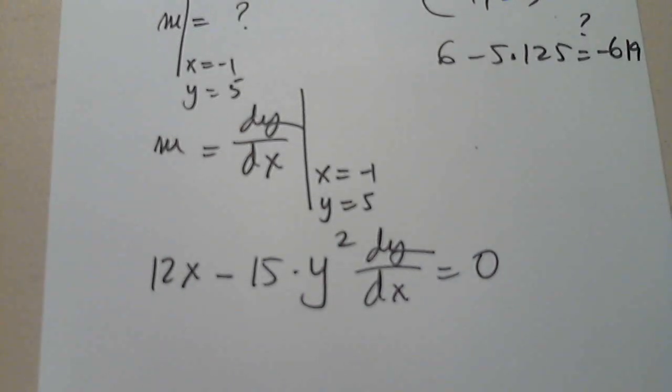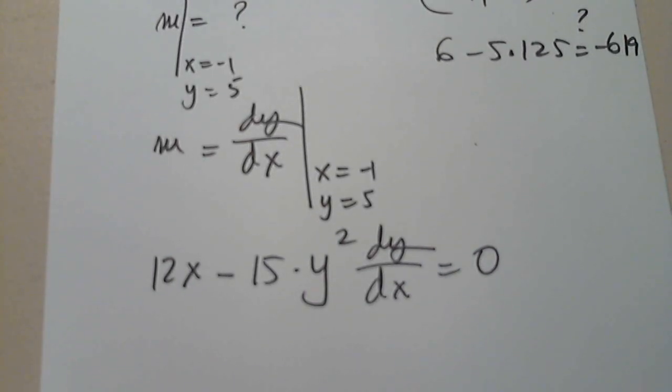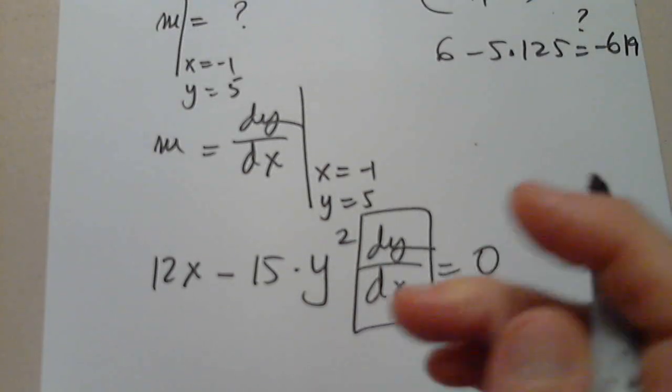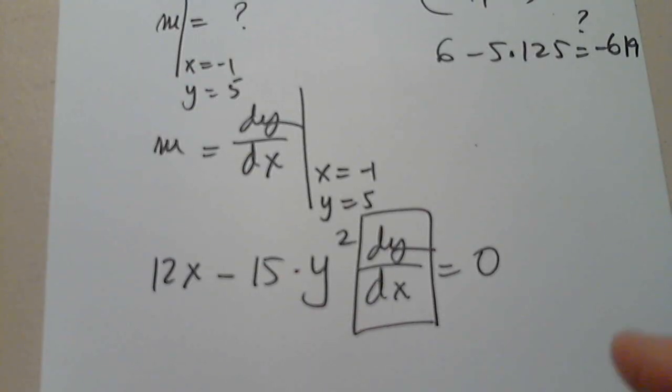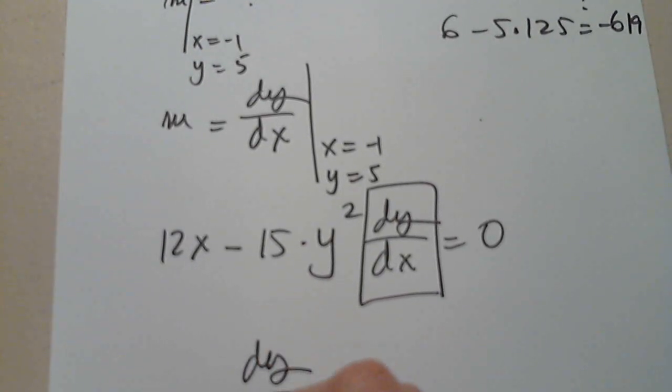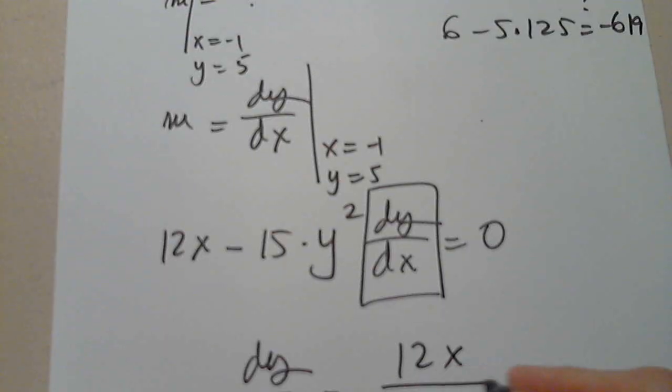And now we have to multiply by the inner function prime, which is dy over dx. At this point, calculus is done. We just have to use algebra to determine dy over dx. I will move this to the other side and divide. It doesn't matter, the answer will be the same. So dy over dx is 12x over 15y squared.